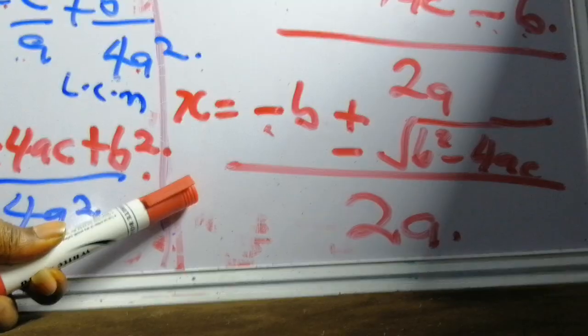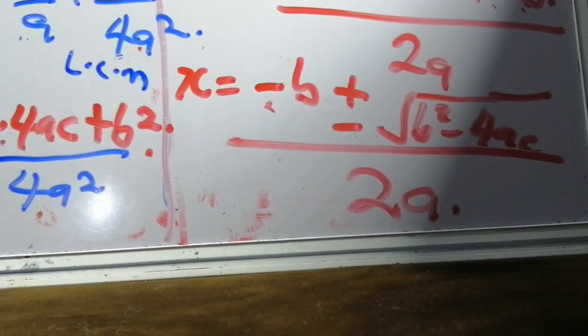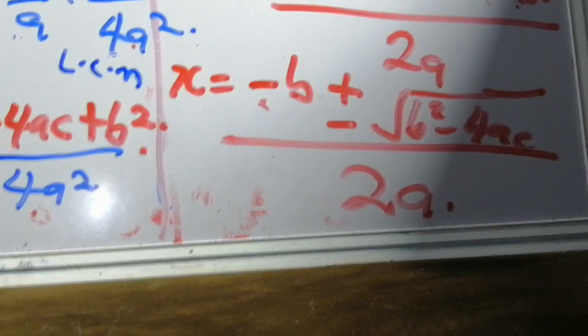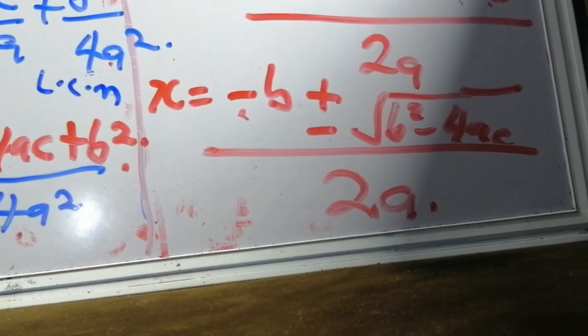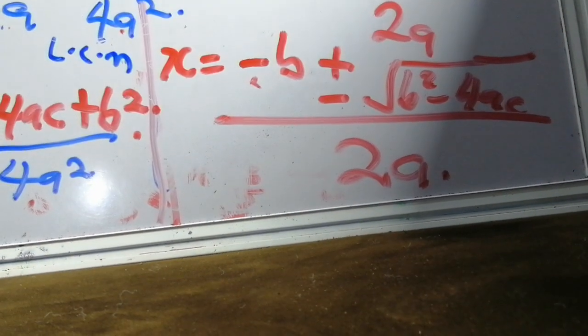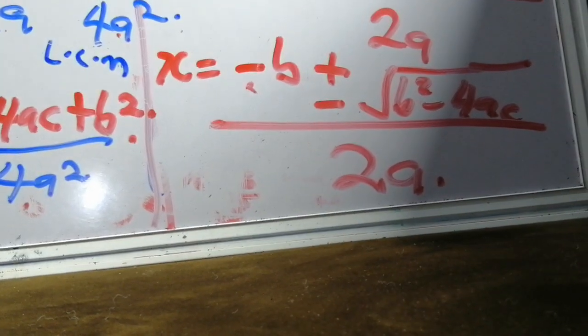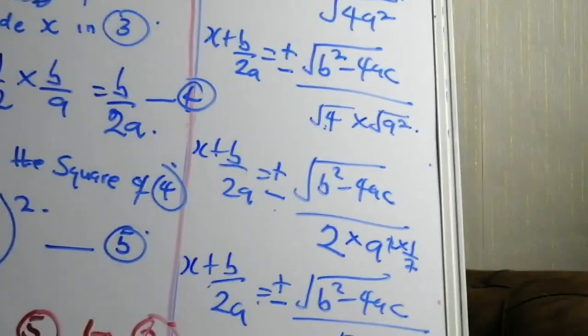So how do we arrive at the quadratic formula? Most times we just cram it, even if it comes out in the JAMB or perhaps in the objective. We just say x is equal to minus b plus or minus the square root of b squared minus 4ac over 2a. How do we arrive at that? This is what can come out in the theoretical part.